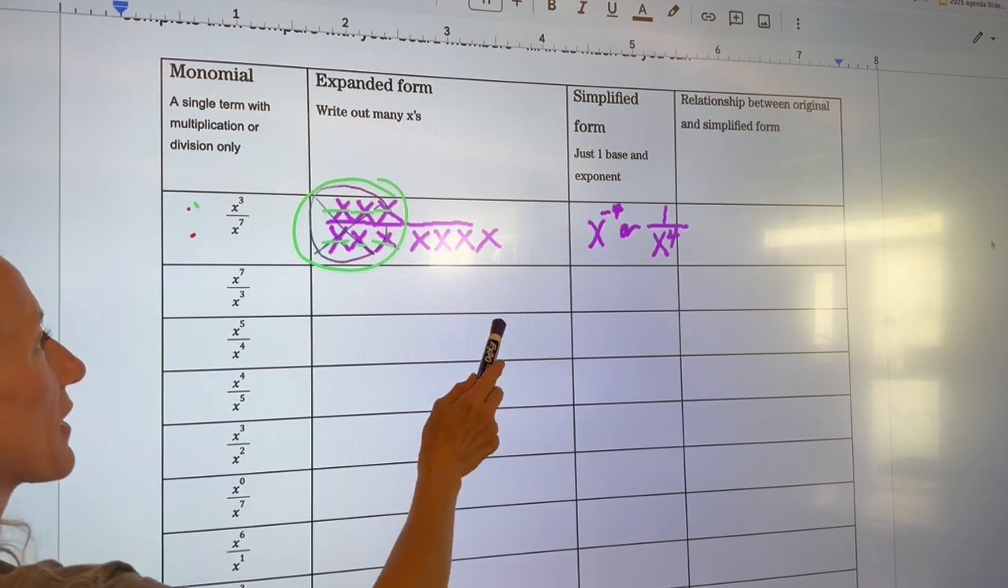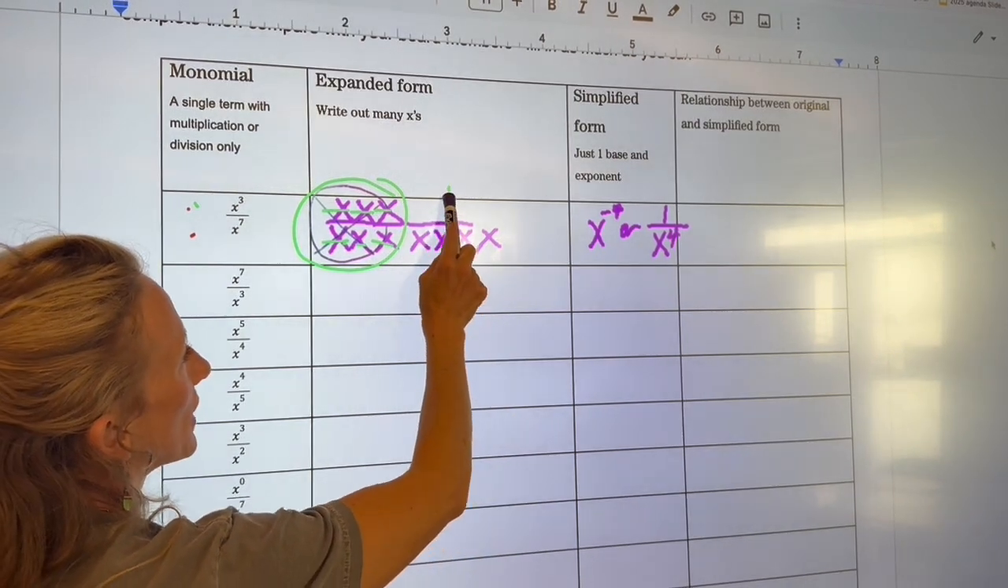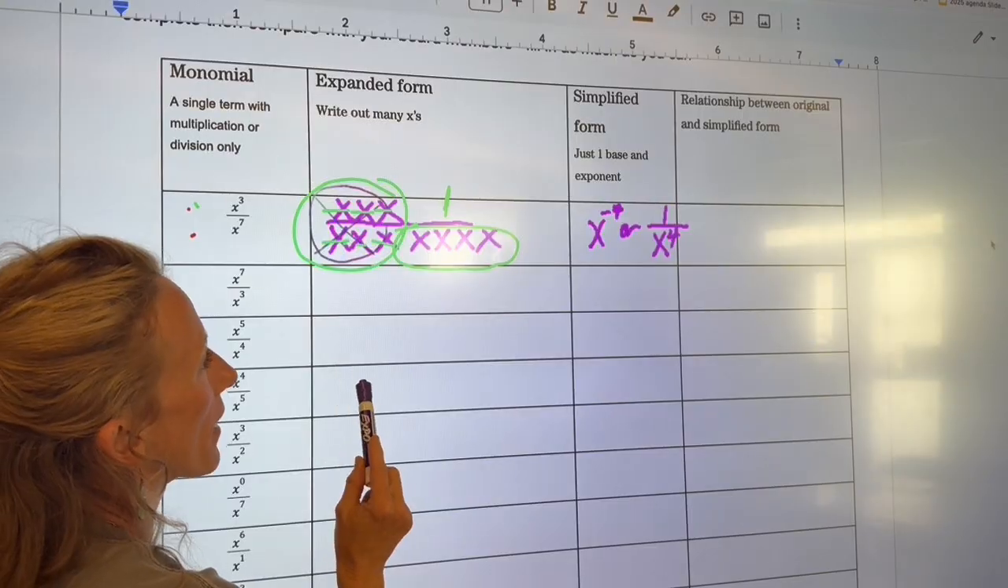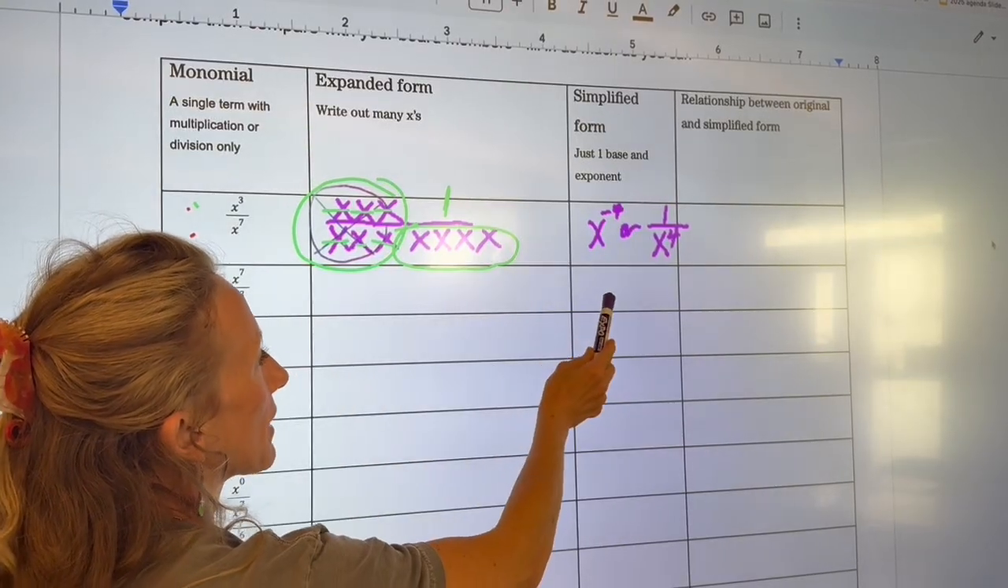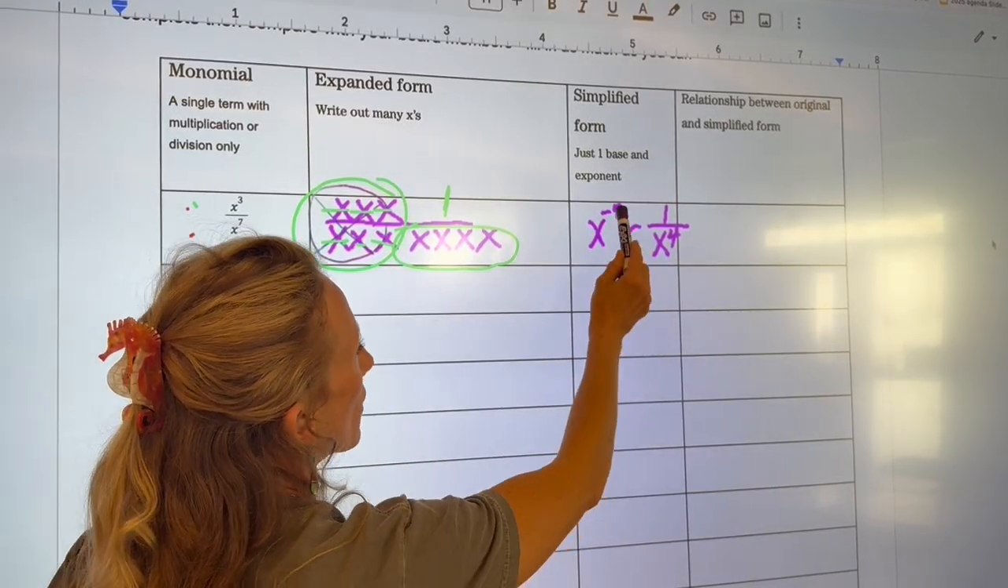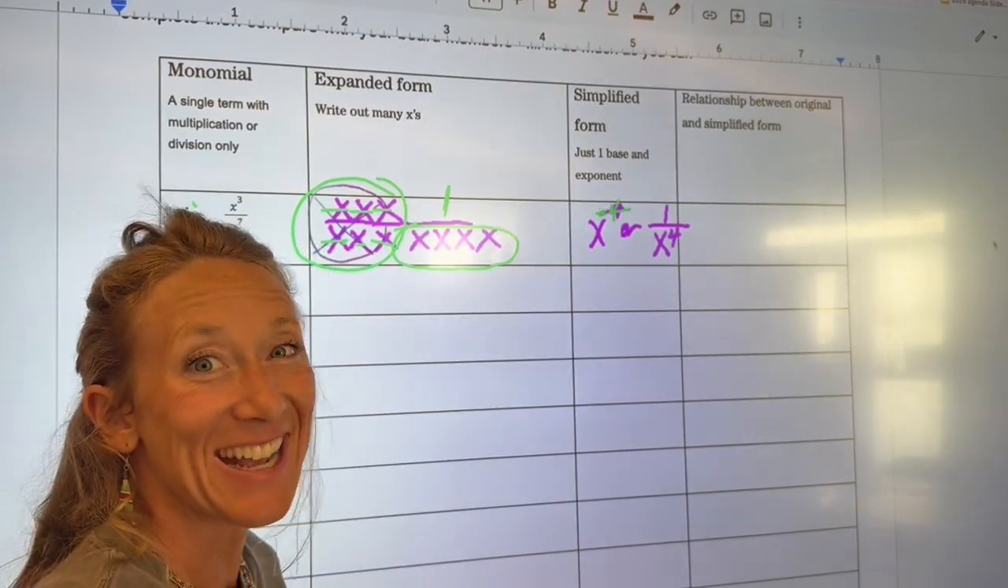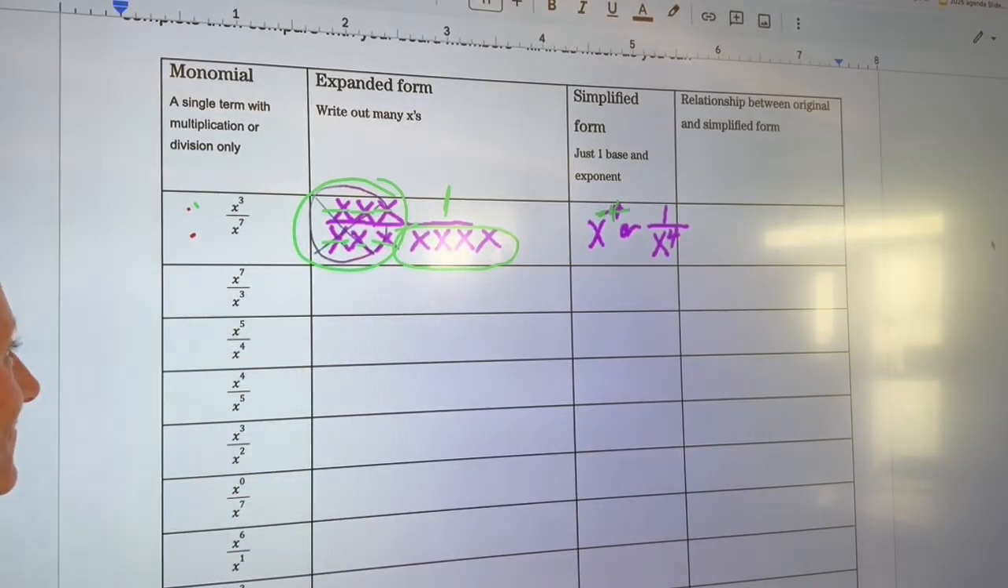And so what we're left with is nothing on the top, which we have to put in the 1. And then there's 4 on the bottom. So one way we can write that is 1 over x to the 4th, or x to the negative 4, my 4 looks kind of weird there, as the final answer.